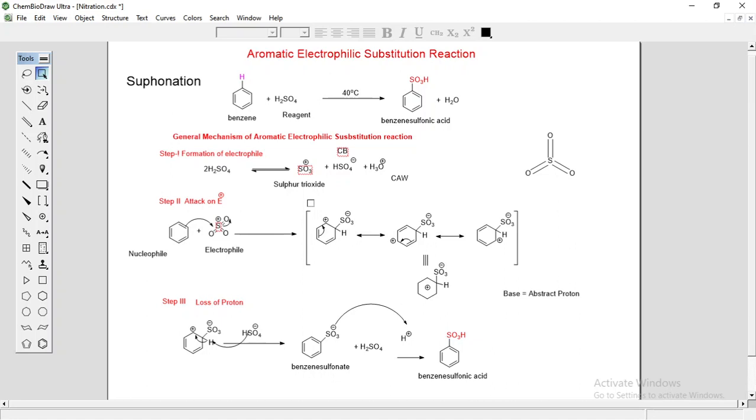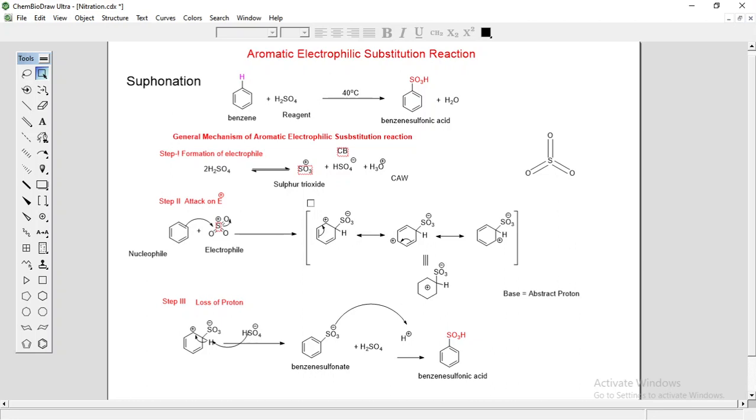So benzene plus H2SO4 at 40 degrees Celsius, you will get benzene sulfonic acid and water. You can also do the sulfonation reaction in the presence of oleum. Oleum is nothing but SO3, sulfur trioxide, dissolved in your H2SO4.